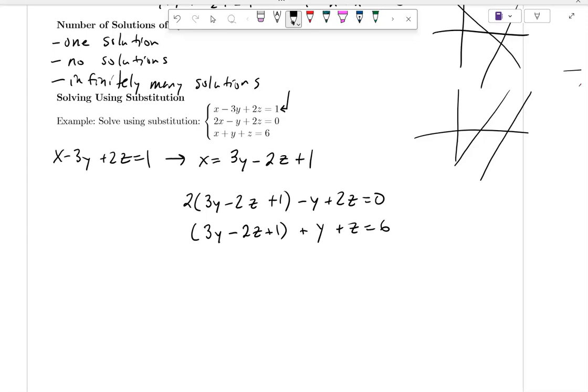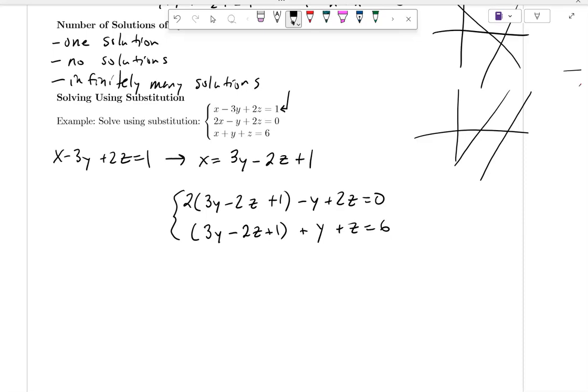Basically what we've done is we've reduced our system of 3 equations and 3 unknowns to a system of 2 equations with 2 unknowns, right? We used one of the equations to get rid of one of the variables, right? Okay. Let's simplify this a little bit.